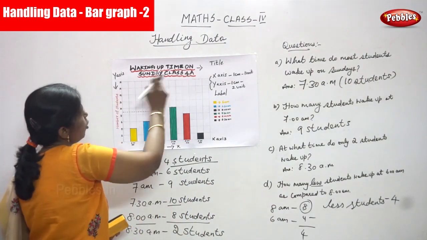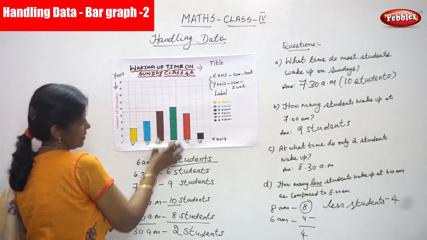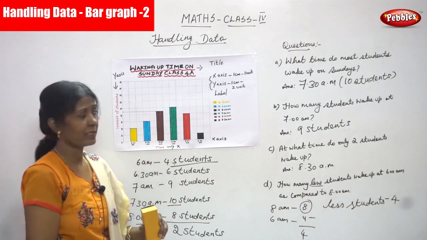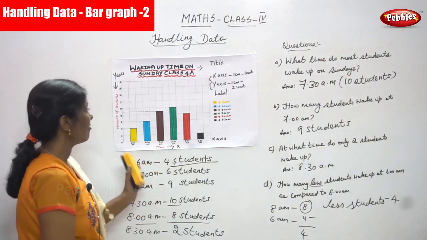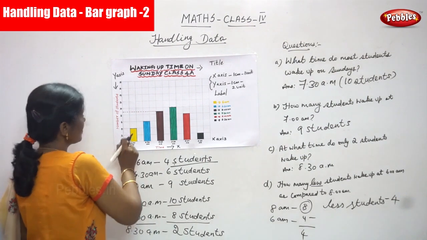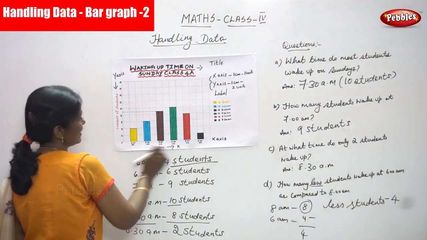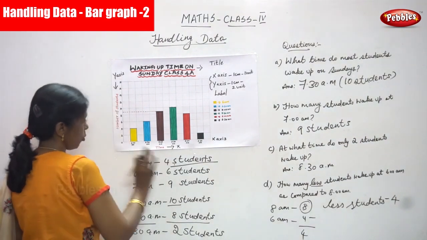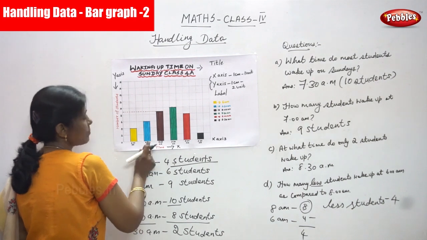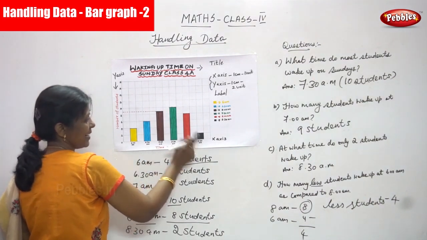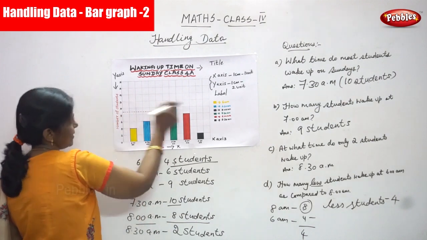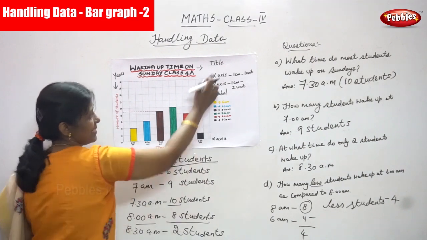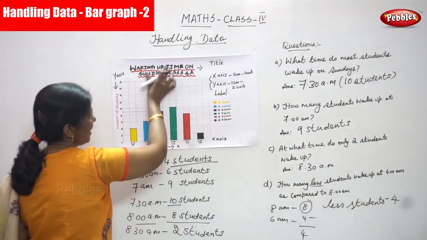So the title is Waking up time on Sunday, class 4A. I have given all the clear explanation with the help of the vertical bar graph. I think now you understand the concept very clearly. So again I'll tell you, this is the x-axis and this is the y-axis. Time is taken on the x-axis and number of students on the y-axis. Then this is 6 a.m., 6:30 a.m., 7 a.m., 7:30 a.m., 8 a.m. and 8:30 a.m. On the x-axis 1 centimeter is equal to 1 unit, and on the y-axis 1 centimeter is equal to 2 units. The x-axis and y-axis are labeled, and this is the title.